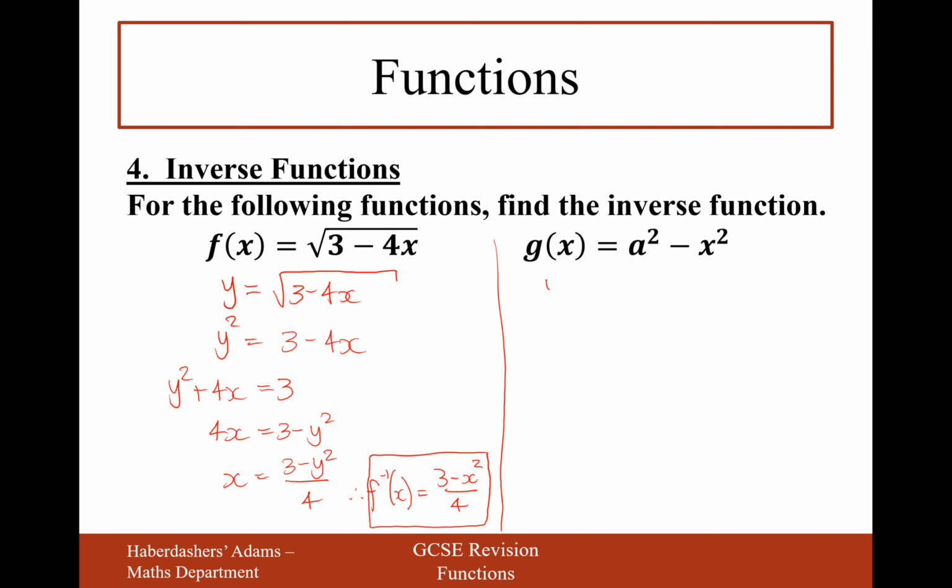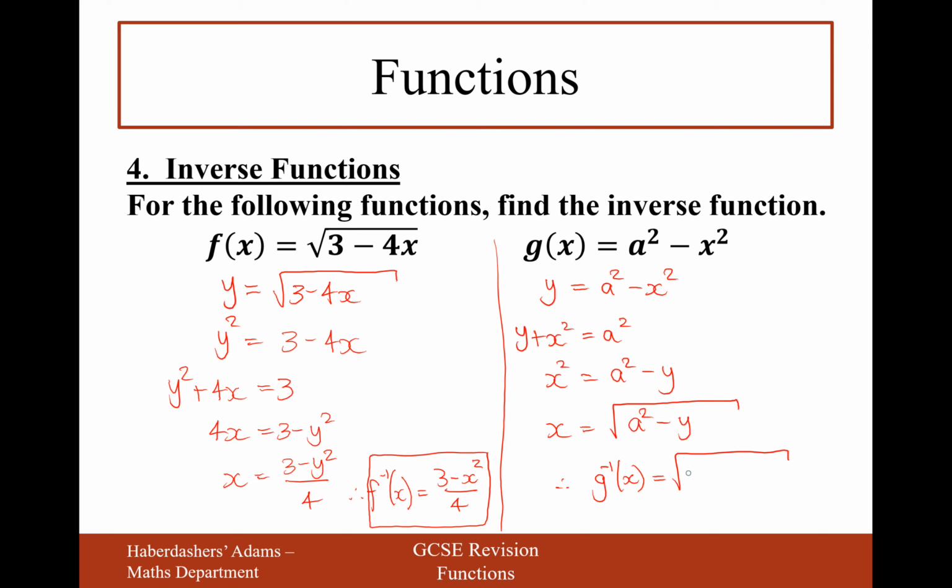Let's move on to the next one. So we set y equal to a squared minus x squared. The x squared is negative here, so I'll prefer to add it onto the other side if I can help it. Then I will take away the y onto the other side. And then I'll square root, so it's going to be x equals the square root of a squared minus y. So therefore, g inverse, g to the power of minus 1 x, equals the square root of a squared minus x. Remember, you replace the y letter for the x letter there. Okay, so there we are, that's the answer to these two questions.